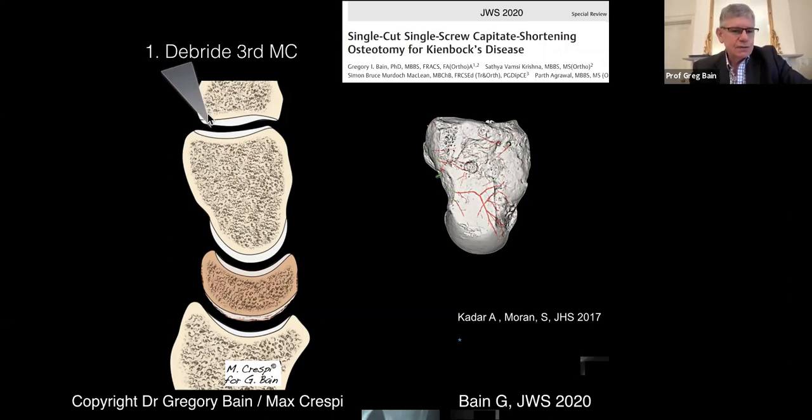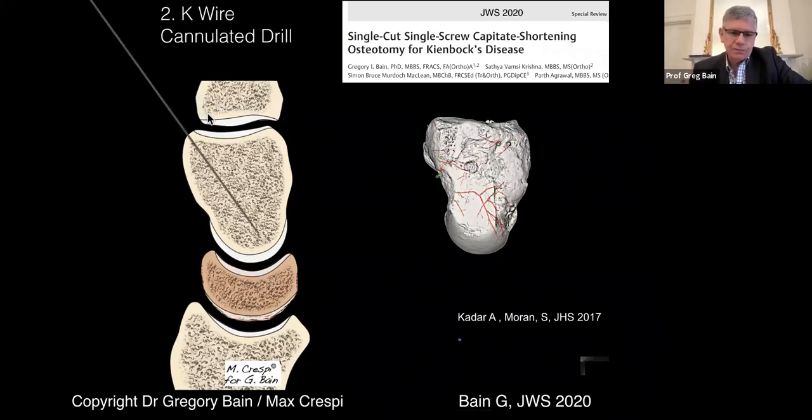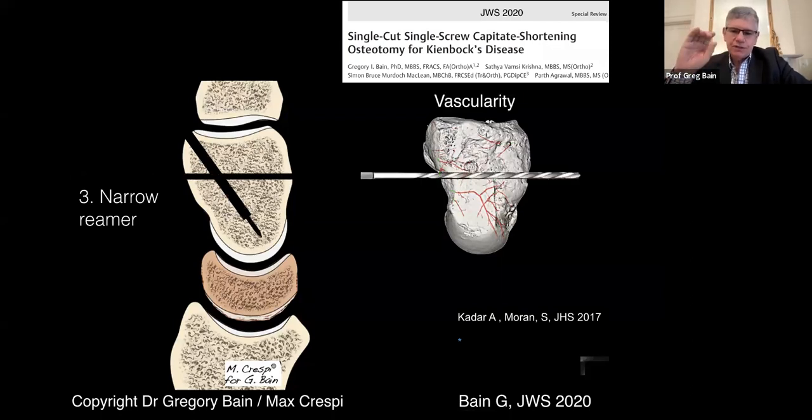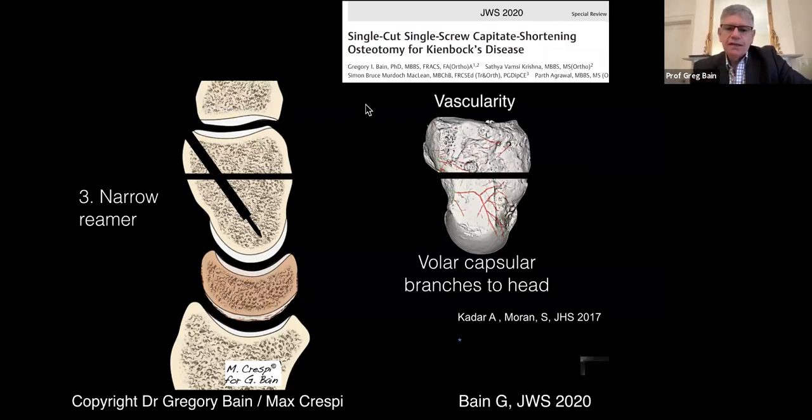You take out a little bit of the base of the third metacarpal, and it gives you the perfect line. So you then go down, put your wire in, again, cannulated drill, take that out, use a narrow reamer and perform your osteotomy to enable the capitate to be divided. And it's important to make this a little bit more distal than you'd think.